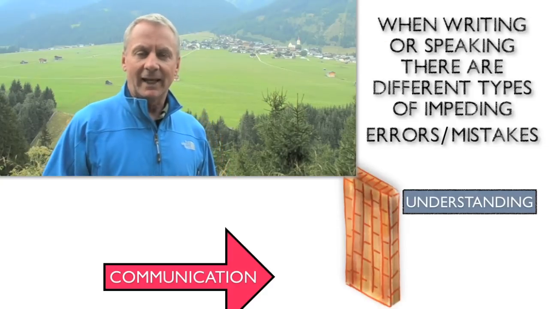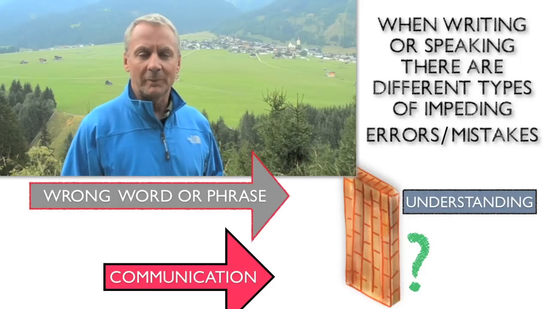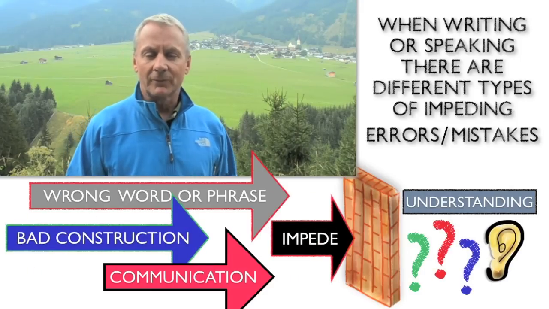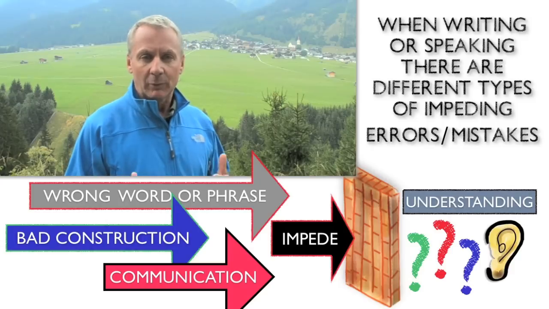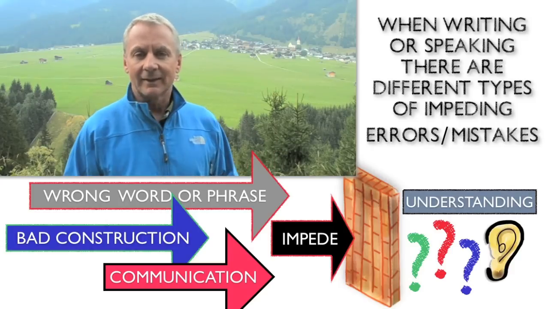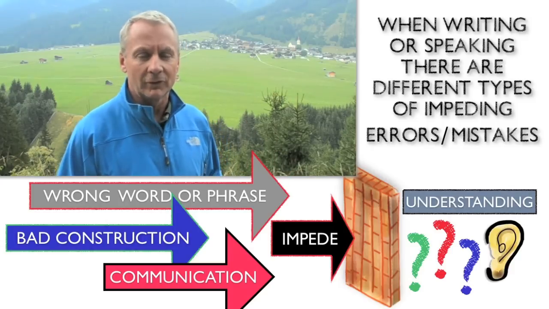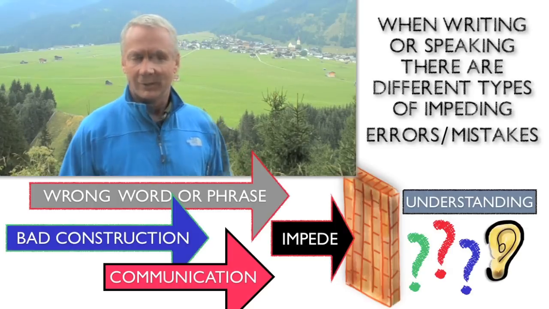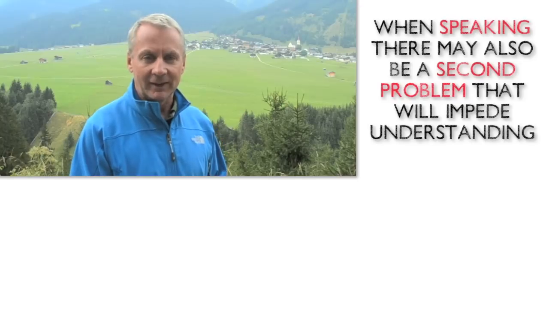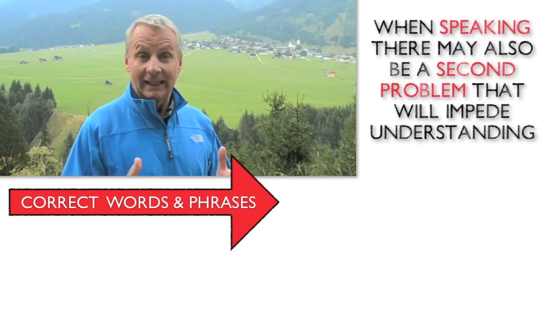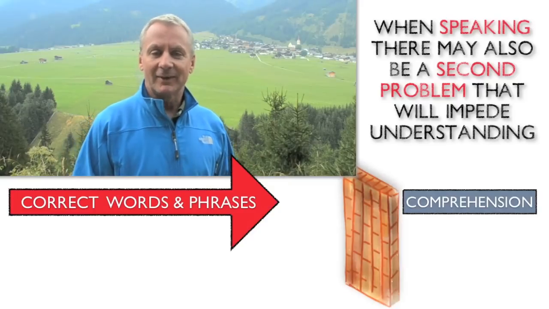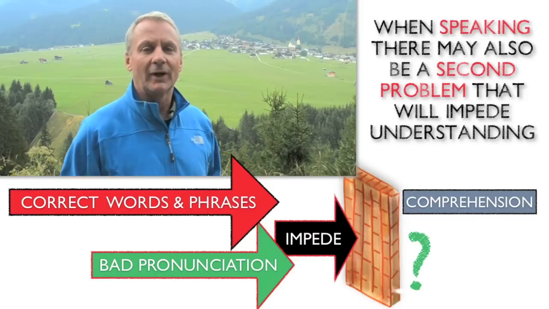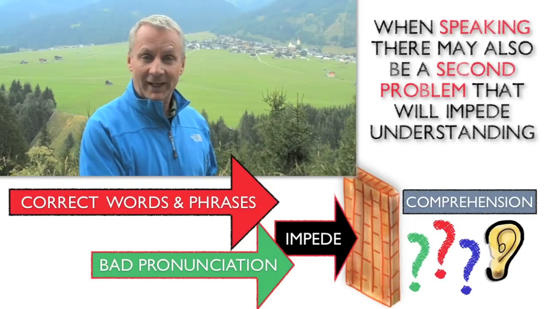This error could be a word, or it could be a phrase, or it could be the construction of the phrase that would impede the person who's listening to you to understand what you are trying to communicate. Now, the second error, which could be impeding, is the correct word, the correct phrase, but with a pronunciation problem. This would also impede the comprehension.